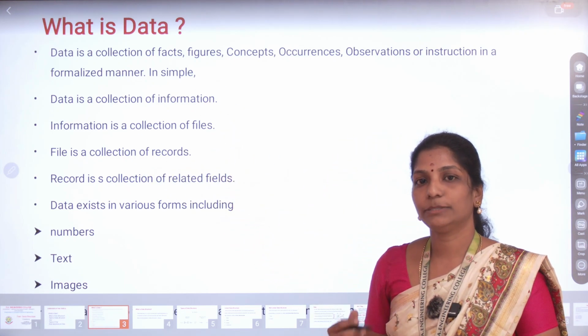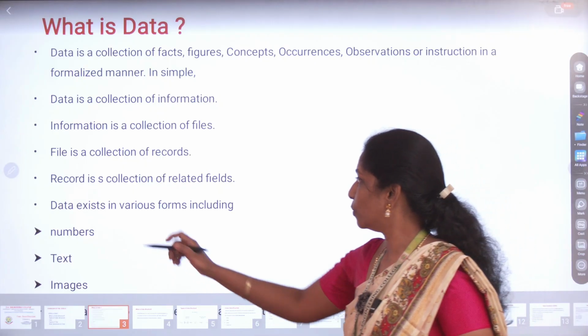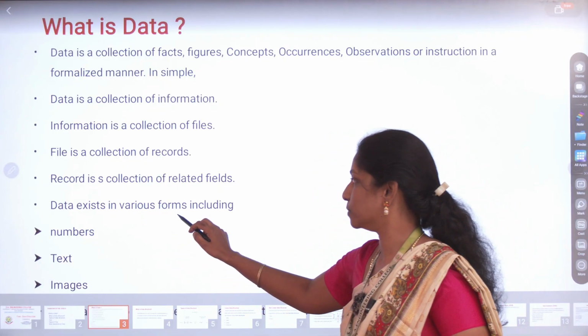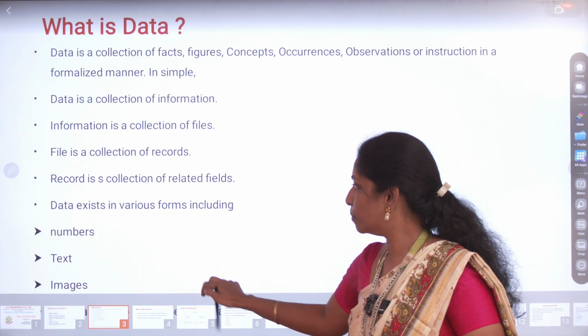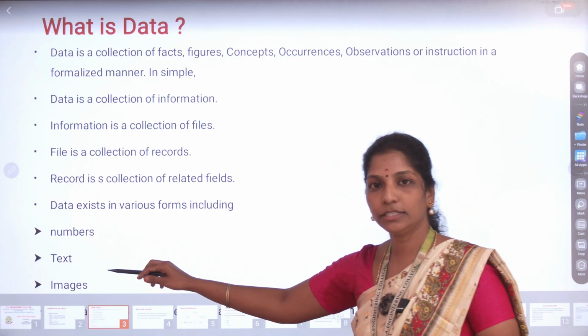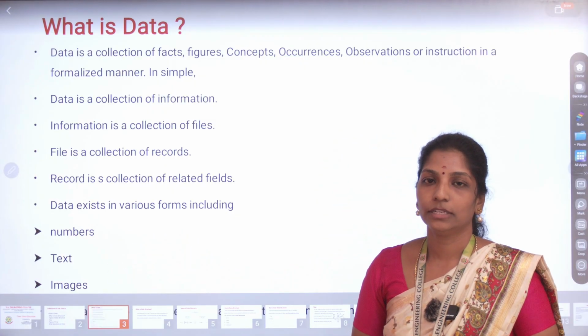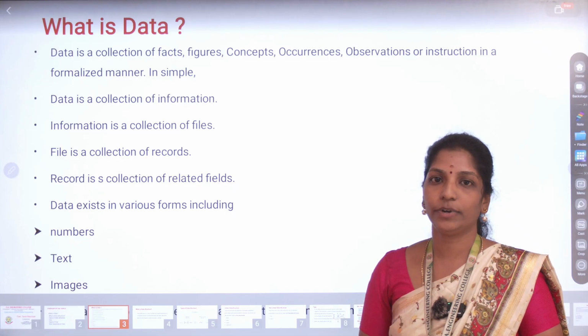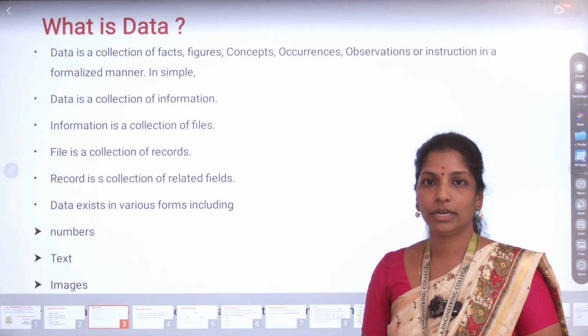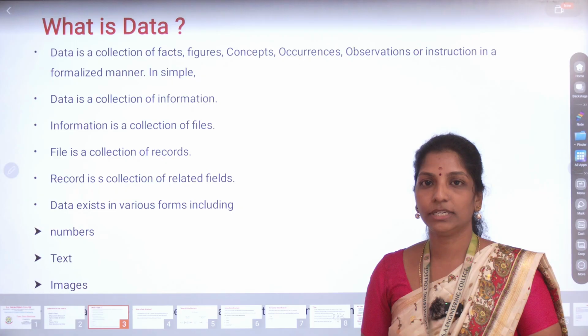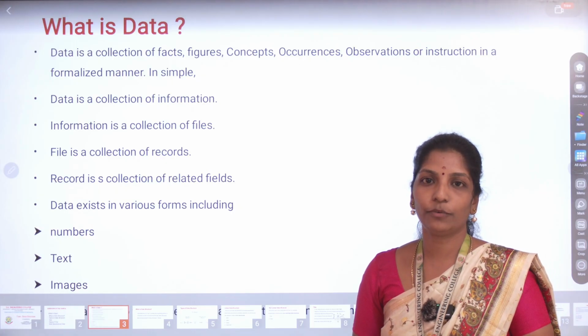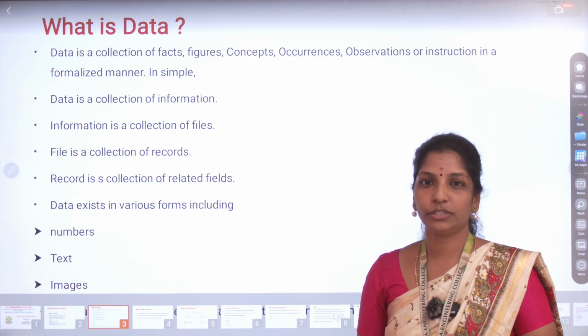So data can be expressed in different ways. Data exists in various forms, including a number, text, image, audio, or a video file. Data can be of any type, which means a number, audio, video, animation, or text format. We call it information or data.